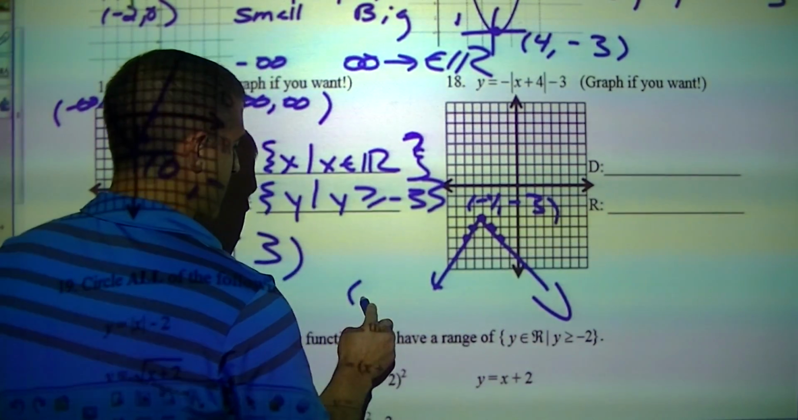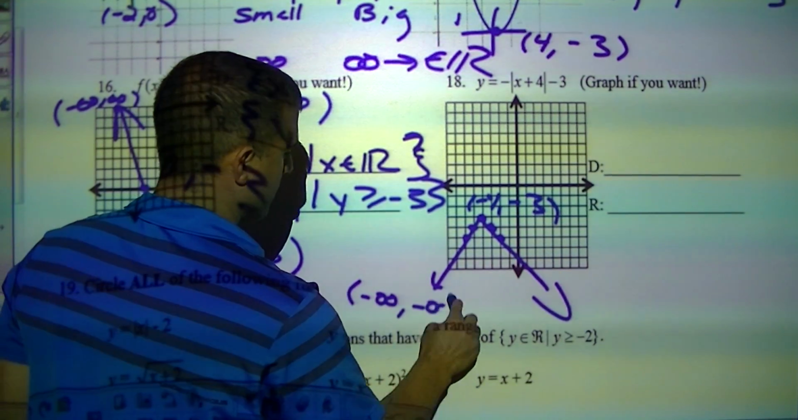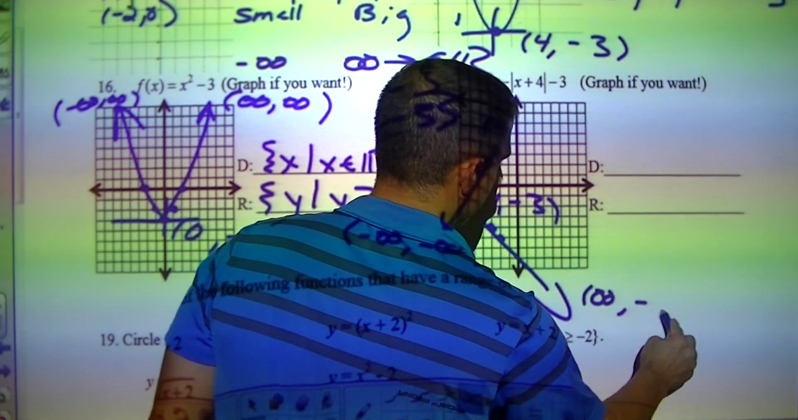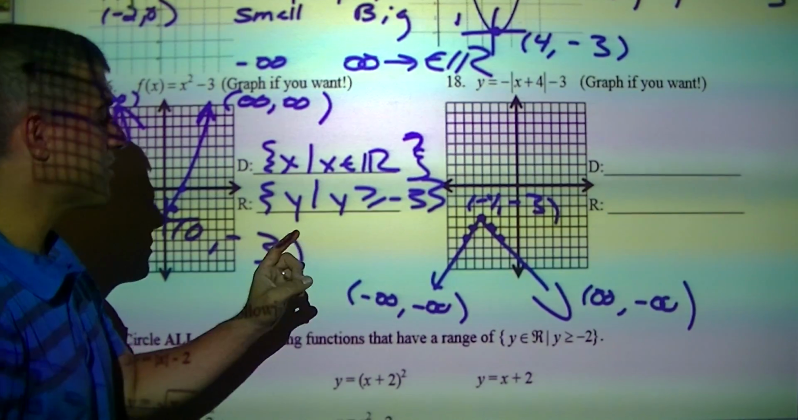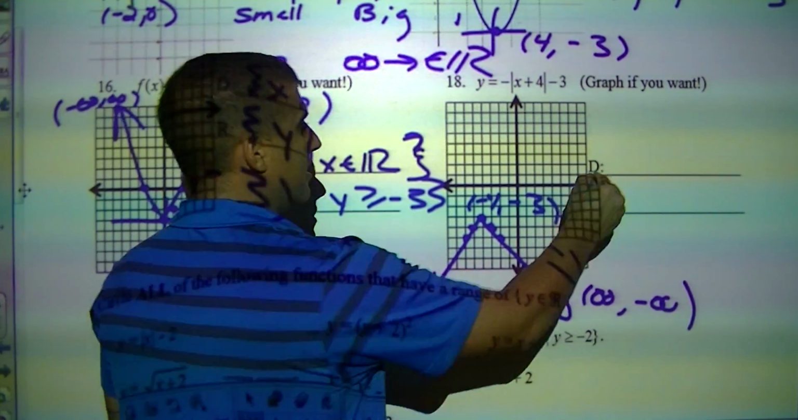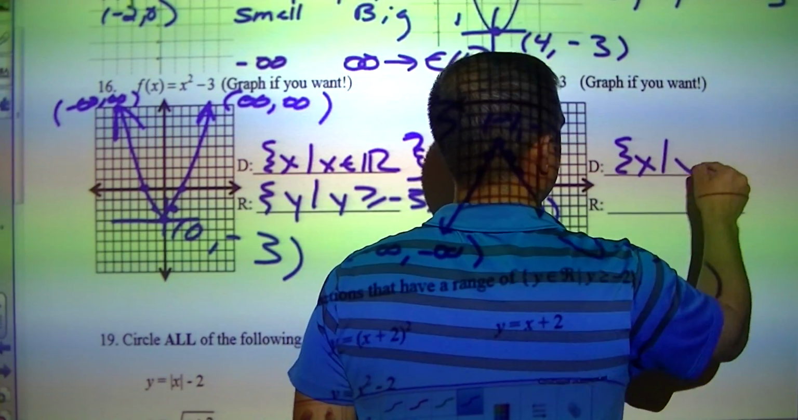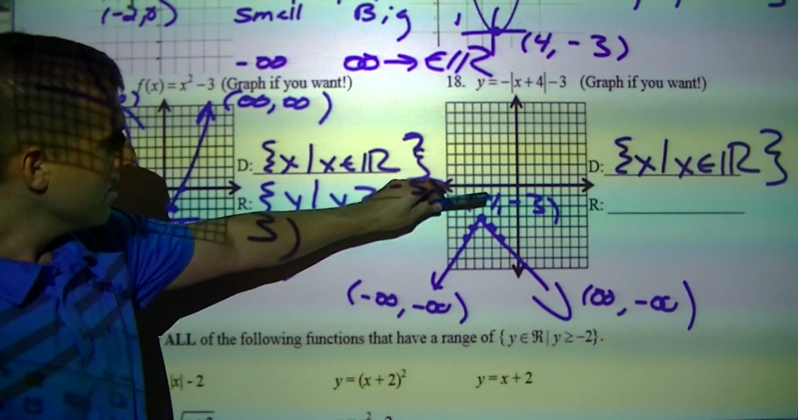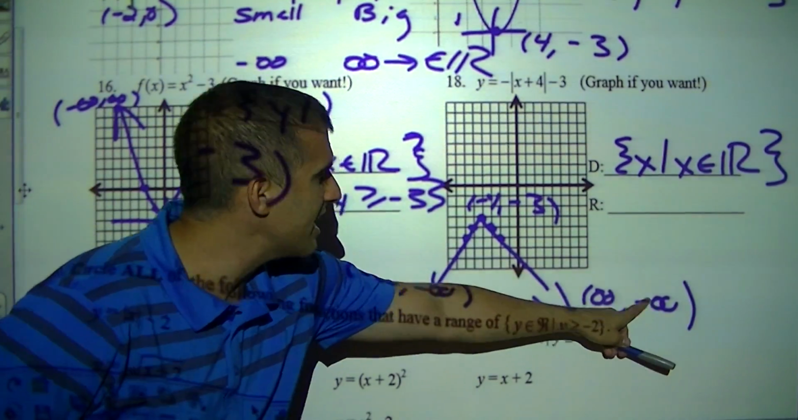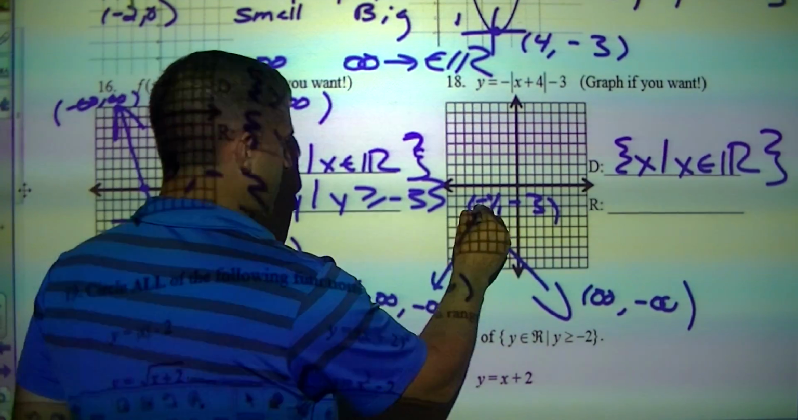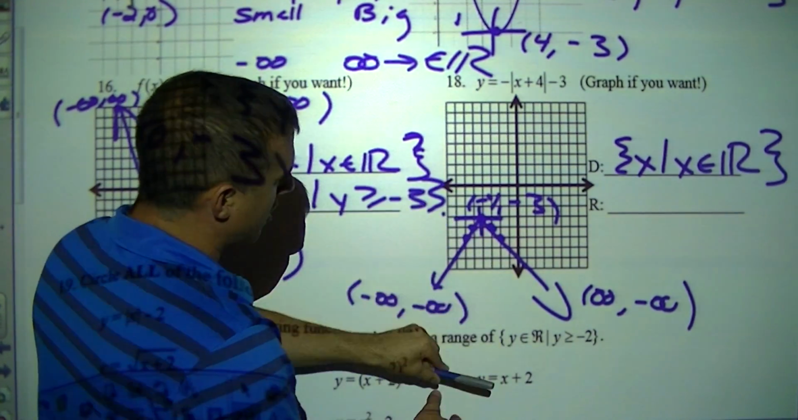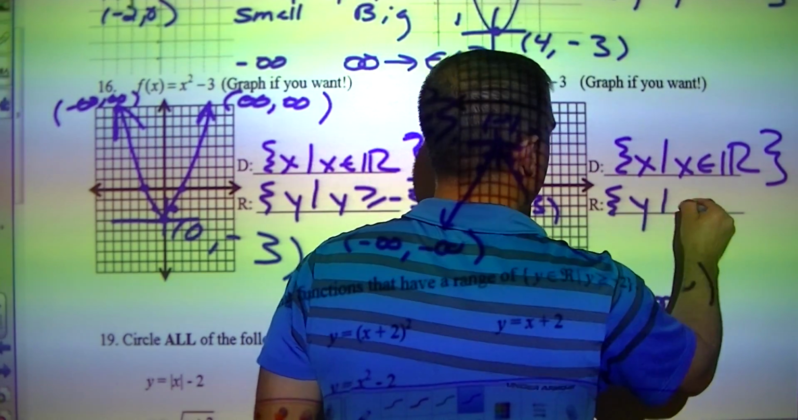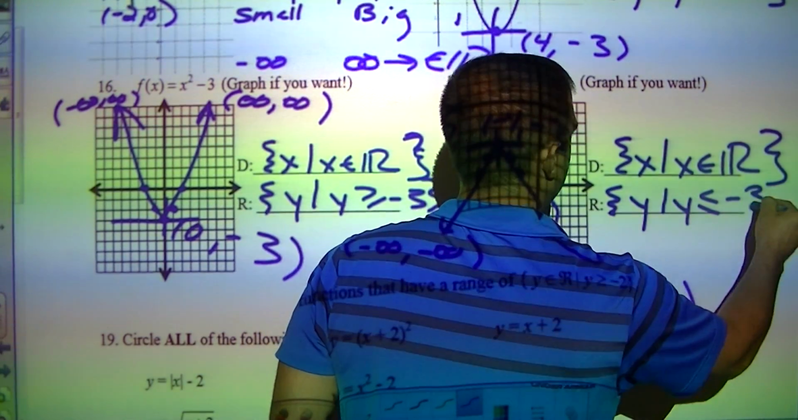This is going to be negative infinity, negative, because it goes down. It's going to be positive and negative. Smallest x is this, biggest x is this, so that's going to be all real numbers. The smallest y is negative infinity, biggest y is -3. Now, if I look at this, what happens is this is below. So this is going to be y is less than or equal to -3.